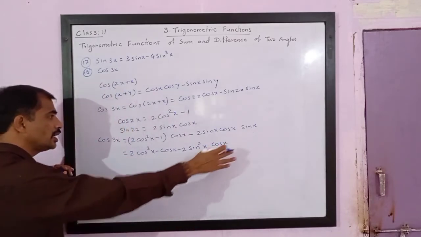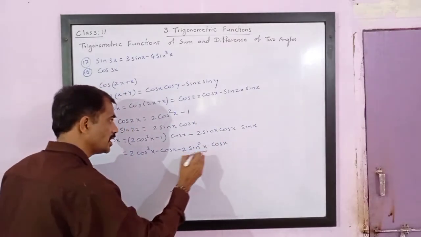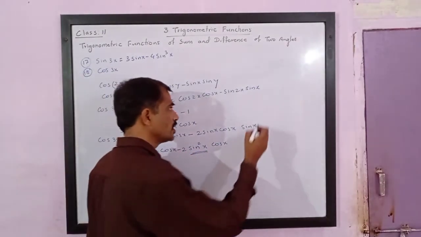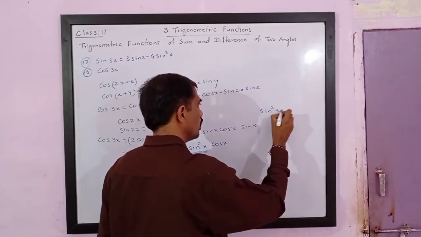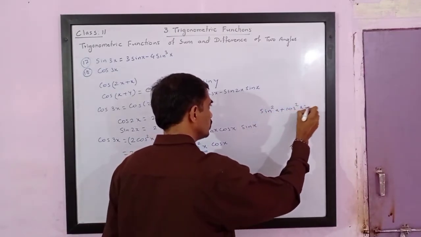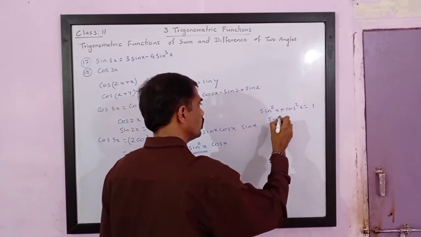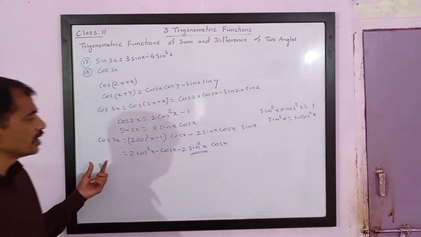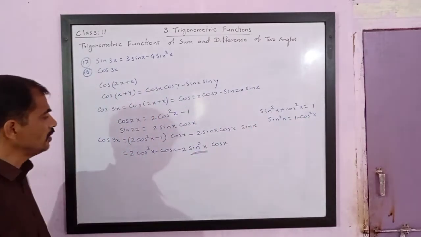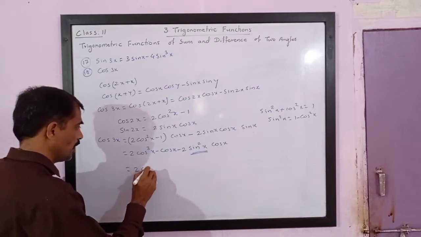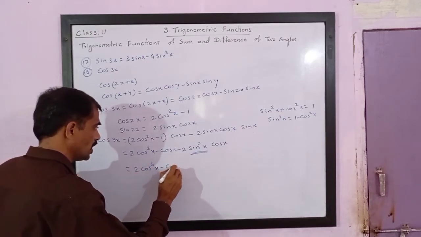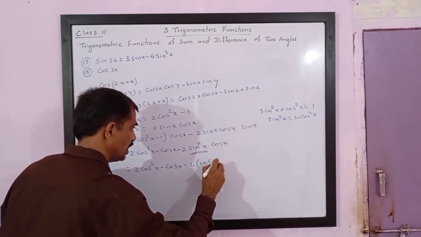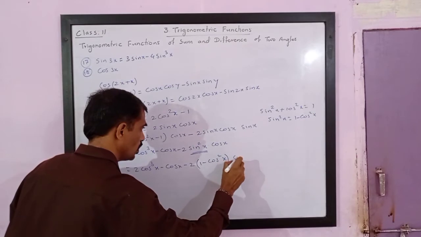Now please note, all the terms are in cos x, only one term is in sin x, sin square x. So this can be converted into cos x. We have the identity for this. Sin square x plus cos square x is equal to 1. So sin square x is equal to 1 minus cos square x. So by using this identity, we will convert all the terms in cos x. So we have this is equal to 2 cos cube x minus cos x minus 2 into 1 minus cos square x into cos x.